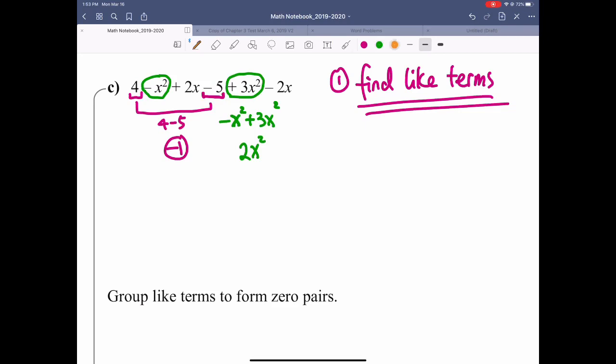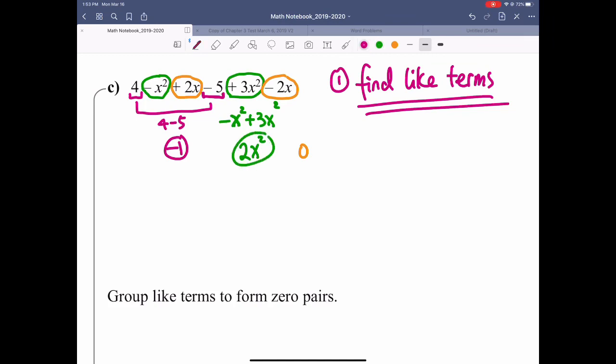And next one, do I have another like term group here? I do. I have plus 2x and minus 2x. Okay, what's so special about them? Boom, they cancel each other out. Okay, can I just not write anything? Yeah, 0. Okay, you don't actually have to write that 0. I'm just writing it there just for the sake of it. Okay, so combine the terms here.